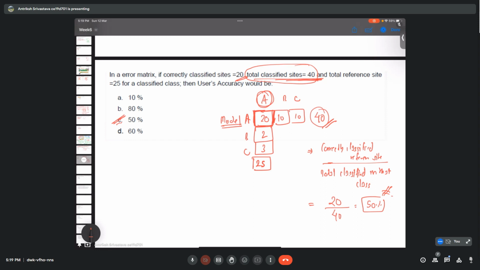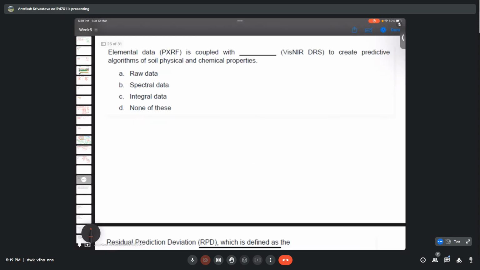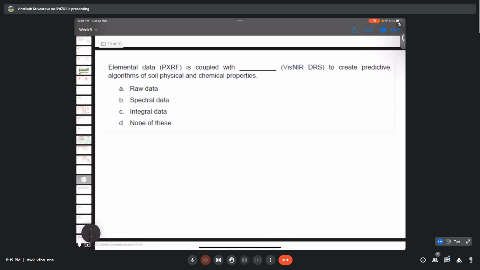Now all the other things are based on theory. Let's see. So this question. Now TXRF, when it is coupled with visible and near infrared diffuse reflectance spectroscopy to create a predictive algorithm for soil physical and chemical properties, then what kind of data does it take from the visible and near infrared diffuse reflectance spectroscopy?